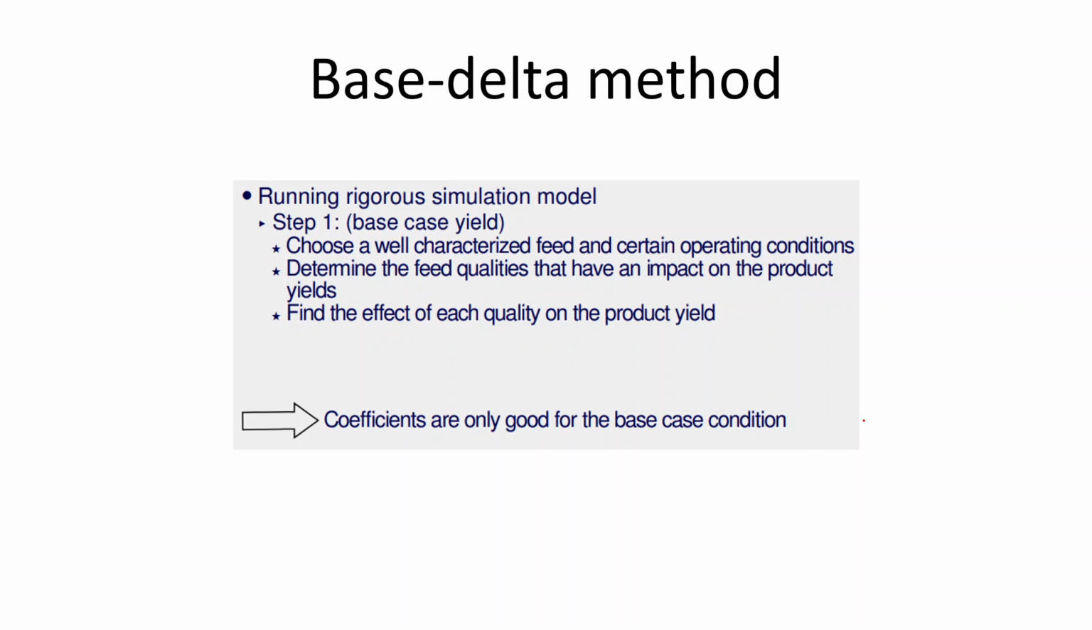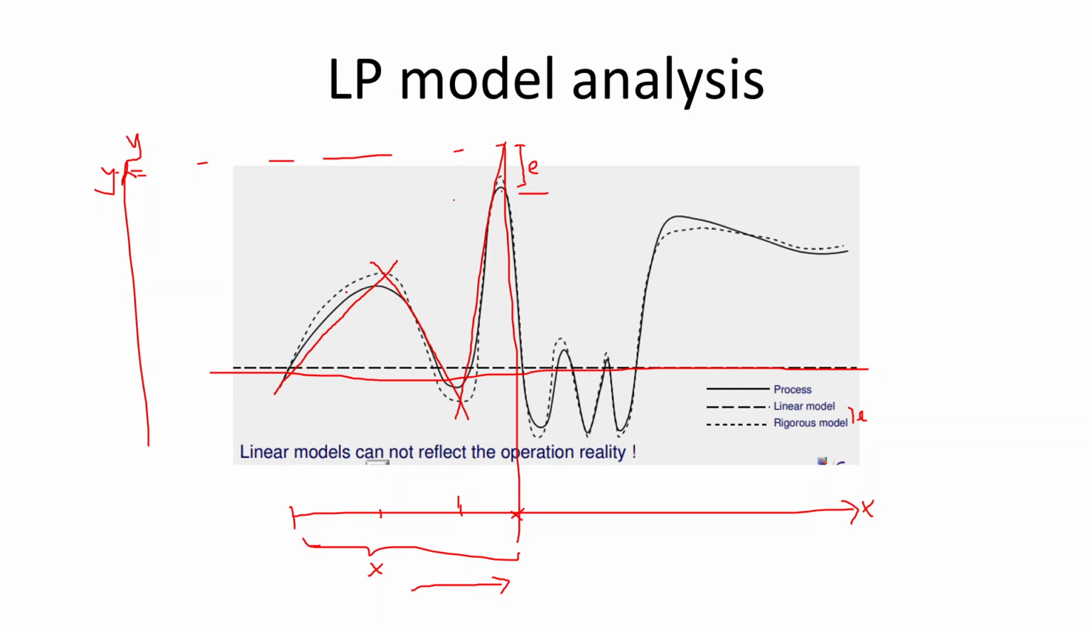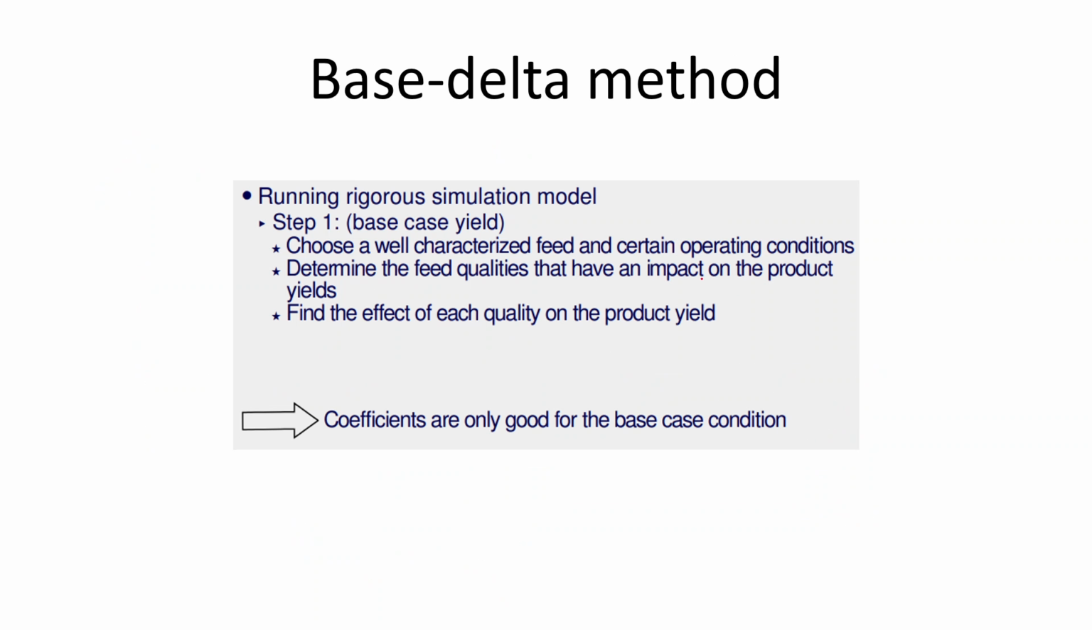I'm basically explaining what this is. So we have these bold lines, that's the process, and we start with the rigorous model, the one that we have already, the steady state model, for example, in our DME plant. We choose a certain feed that we know, and certain operating conditions, and then we can find the effect on the quality or the product yields or whatnot.